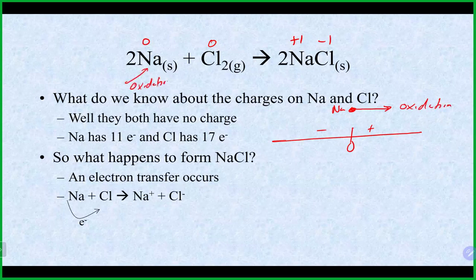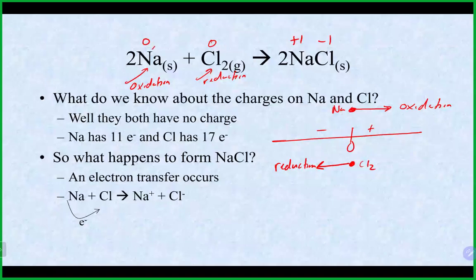And the chlorine here is starting at 0 and ending at -1, which means it is becoming more negative and going through reduction in this case. So once again, in this case, as it shows on the bottom, our sodium is sending electrons over to our chlorine here, and it's going to get reduced.